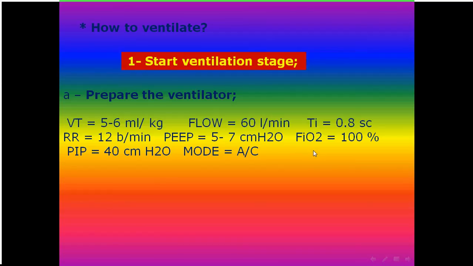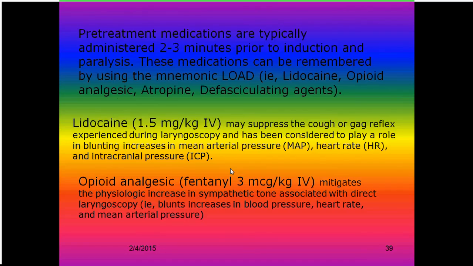If I start any patient, I put him on 100% FiO2. Keep an eye on the peak inspiratory pressure, not to be above 40 to 45, not more, and the mode will be assist-control.